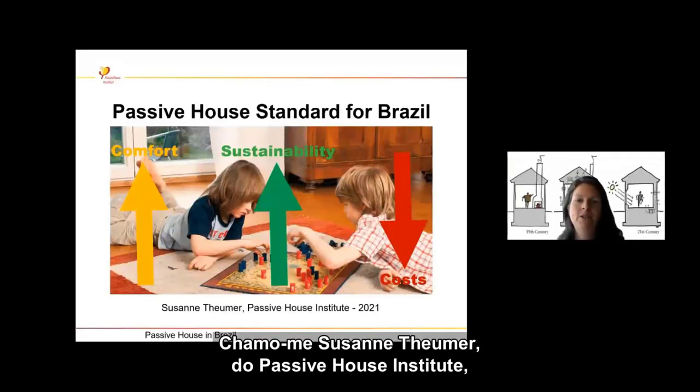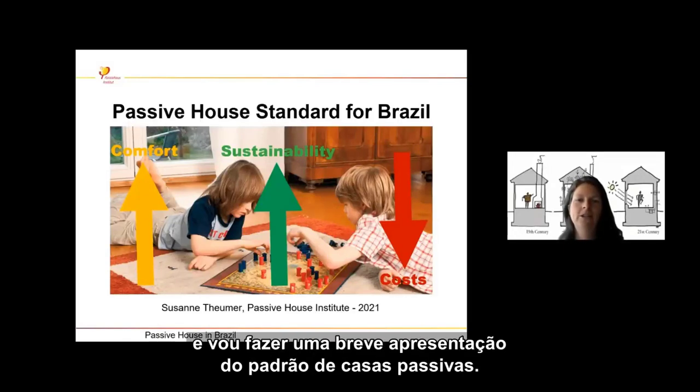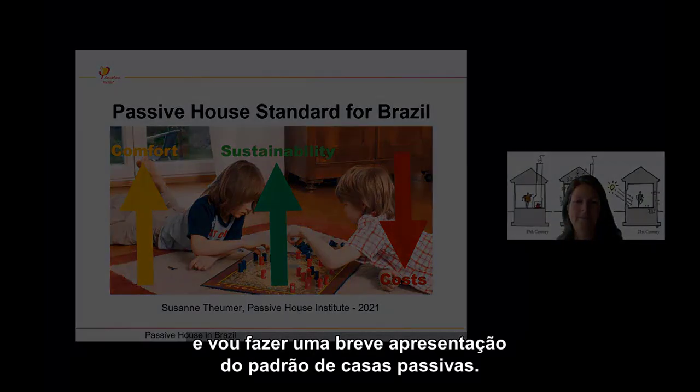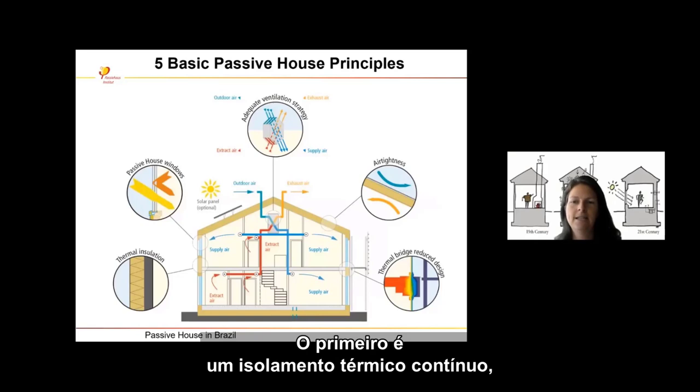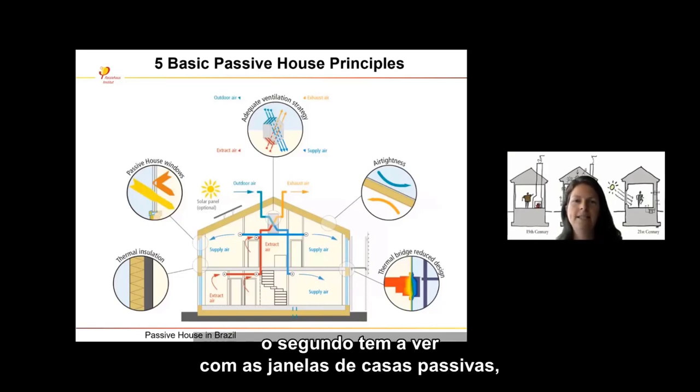My name is Susanne Theumer from the Passivhaus Institute, and I give a short introduction about the Passivhaus standard. Passivhaus consists of 5 basic principles. The first is continuous thermal insulation. The second are Passivhaus windows.